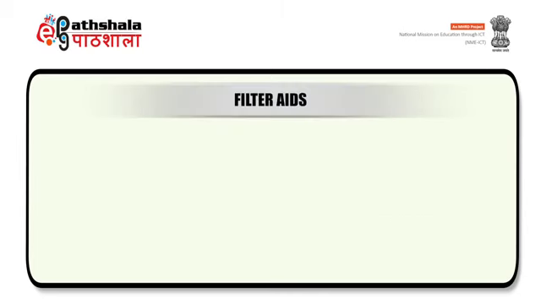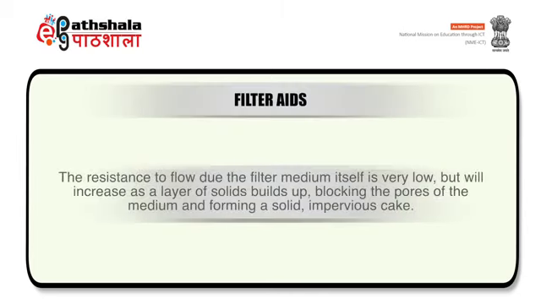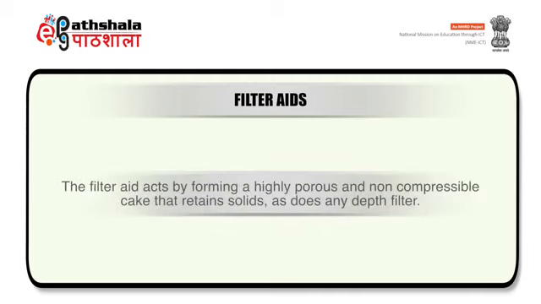Now we will discuss filter aids. During normal filtration, a solid, thick and impermeable cake is formed which offers resistance, leading to a low filtration rate. Filter aids are a special type of filter medium. The filter aid forms a fine surface deposit. They form a highly porous and non-compressible cake that retains solids, so offer less resistance to the flow of filtrate, increasing the rate of filtration.